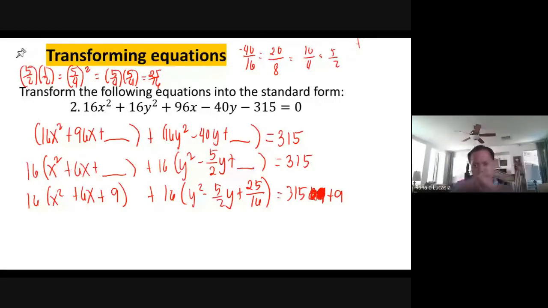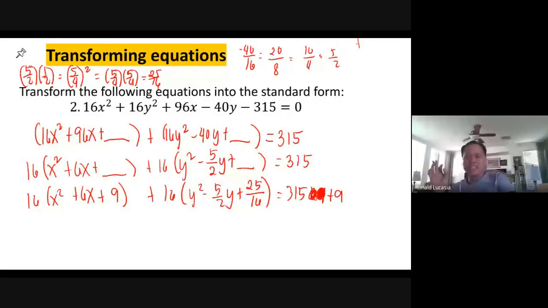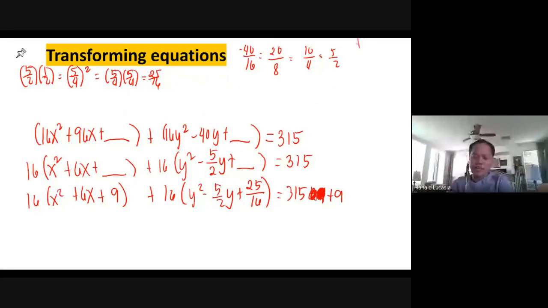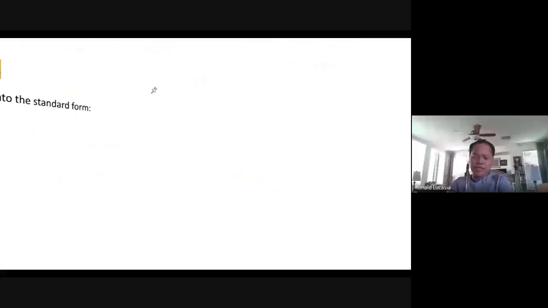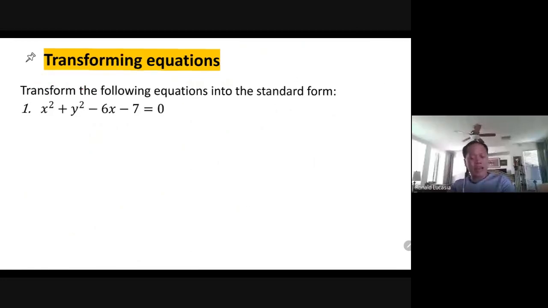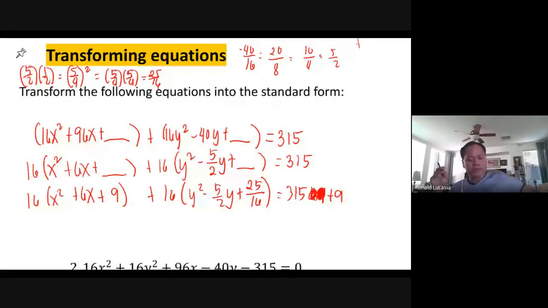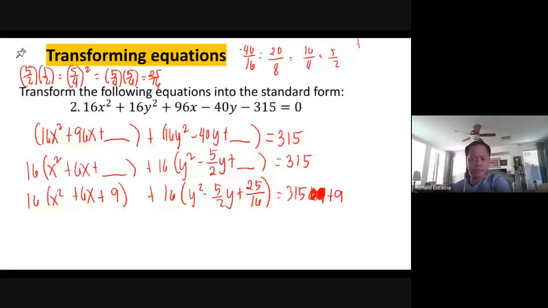Naintindihan ba or medyo nagugulo ako kung saan galing 100? Okay na po, sir. Thank you po. Okay. So ang tanong ko ngayon, sa right side, kasi kanina dito sa first part, nag-add ako ng 9 because I added 9 here. So what must be added to the right side now in problem number 2? Ano dapat ang i-add ko dyan?